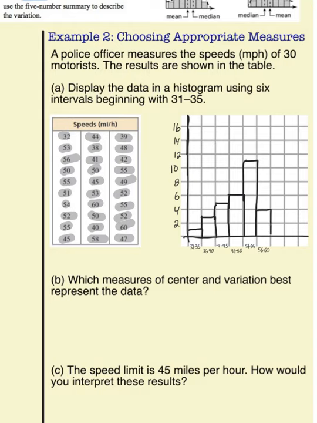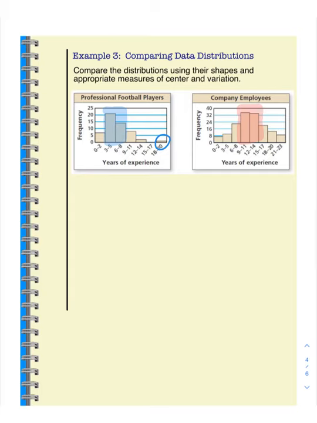All right, versus company employees, the years of experience of company employees is symmetric, meaning the mean is a good measure of center, and the average employee has between 9 and 14 years of experience. So most of the data is right there in the middle. The range is 23 years, and there are no outliers.